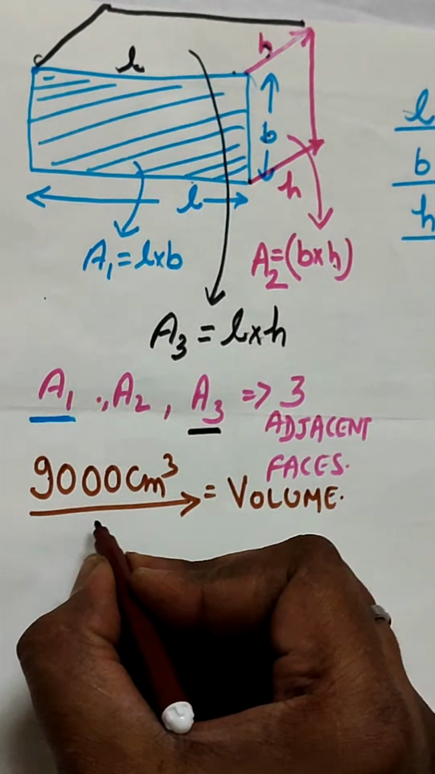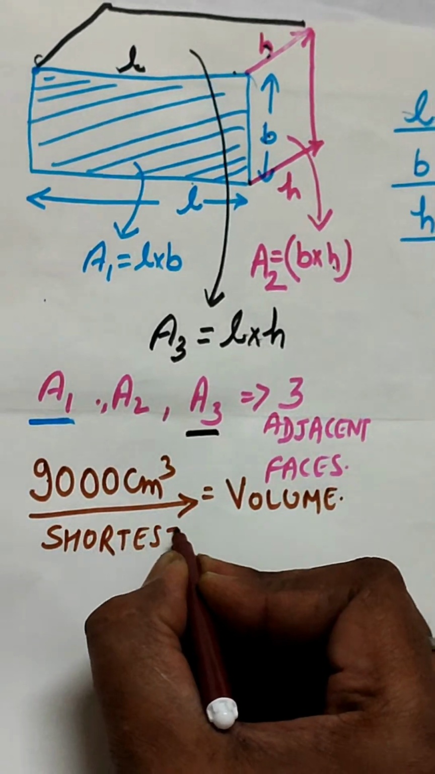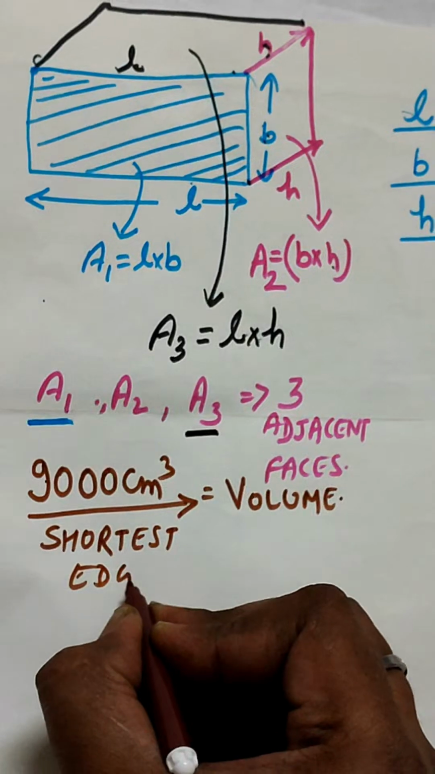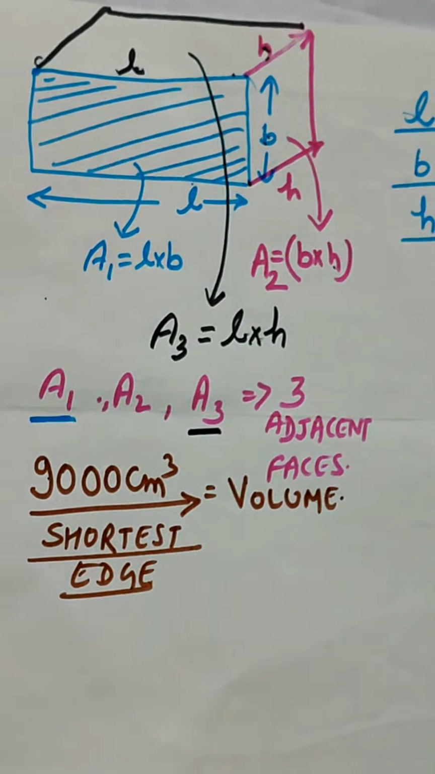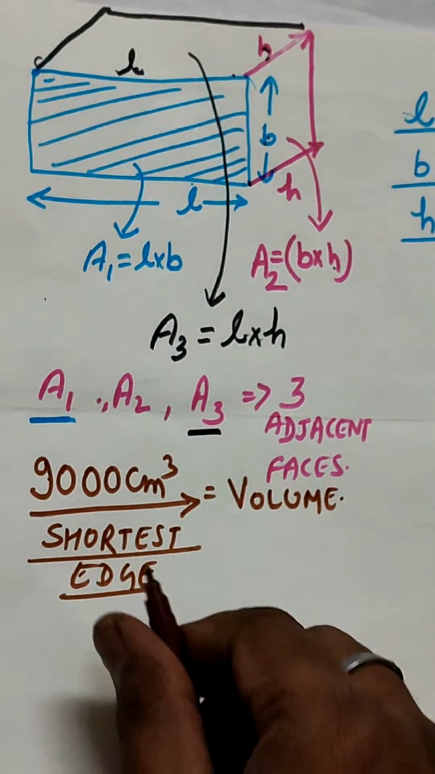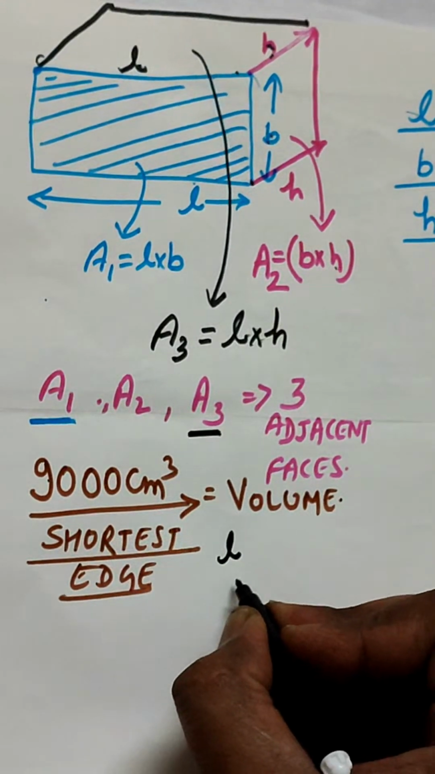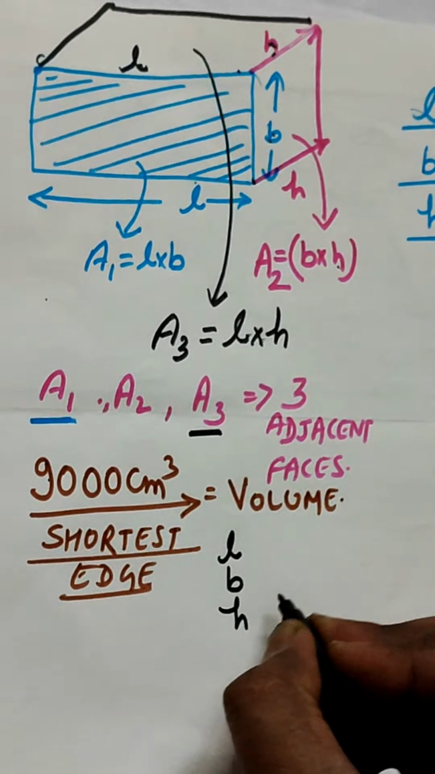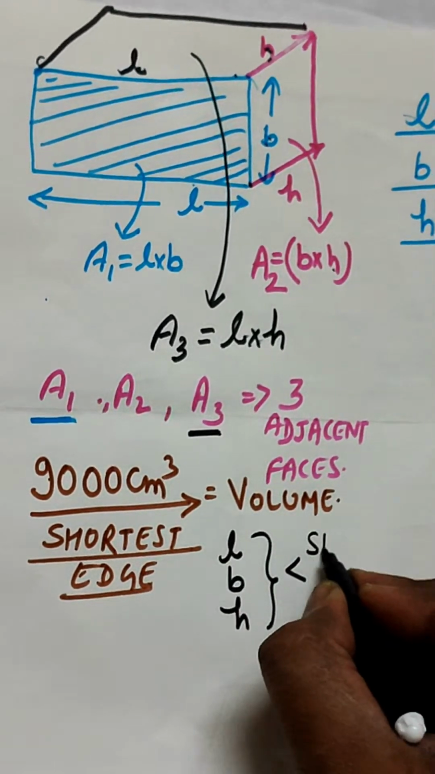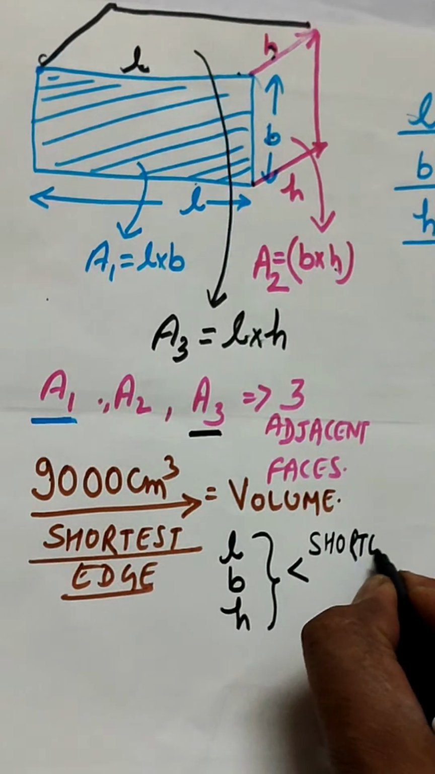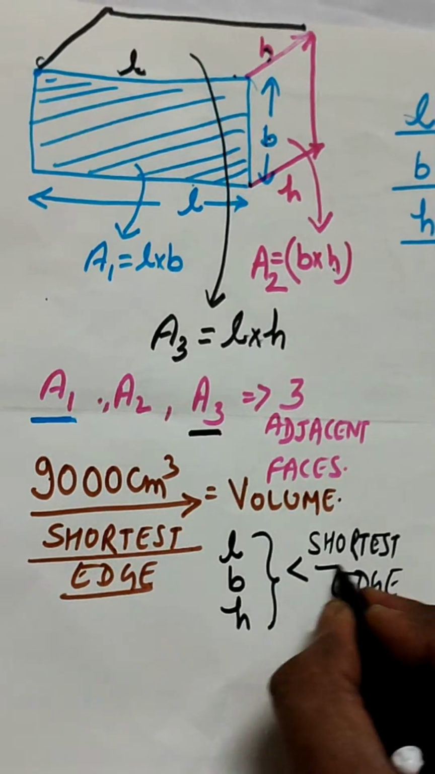Now we need to find the shortest edge. You know what the edges of a cuboid are? This L, B and H are the edges. Now the shortest, you mean to say which one is lesser, either L, either B or H. The lesser of all these three is the shortest edge. So that we need to calculate.